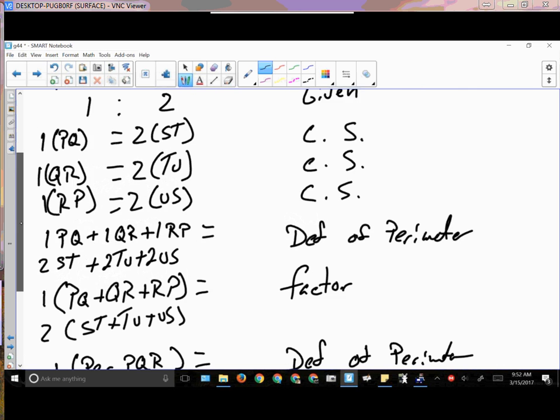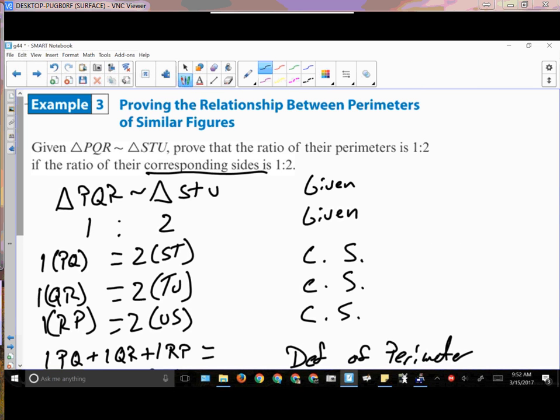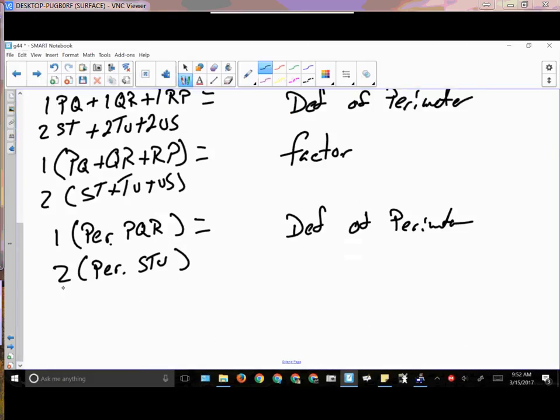Did I just prove what I was supposed to? Because I got the ratio of the perimeters is 1 to 2. Is that what I've got down here? 1 to 2? Okay. Again, all a proof is just a logical argument that you go through to make a conclusion.